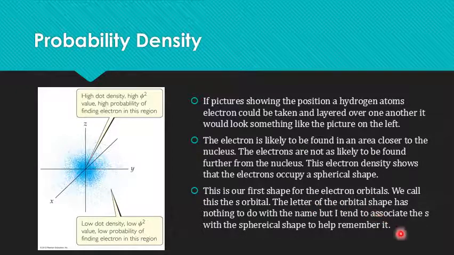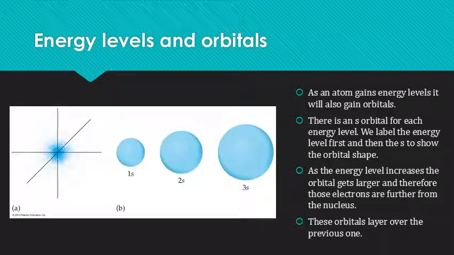The letter of the orbital shape, unfortunately, has nothing to do with the fact that it's a sphere, but in my head, just so that I can have the letter associated with something, I say spherical is S-shape. But I have found nothing that actually tells me where the letters came from for our orbitals, unfortunately. So I think they just came up with some letters. But the first one is our S shape, and it happens to be spherical, so I think it's a good association.